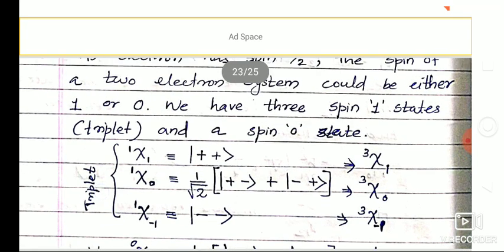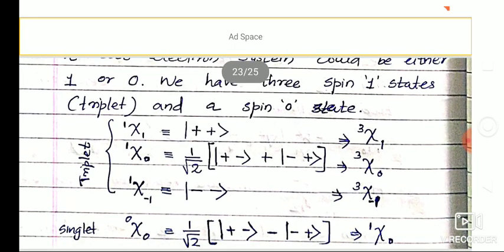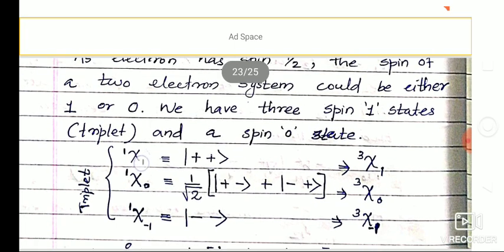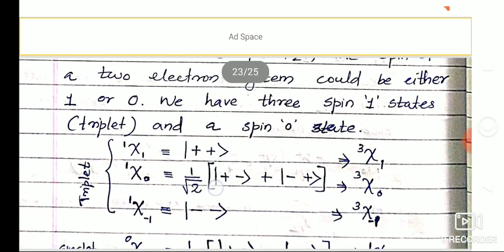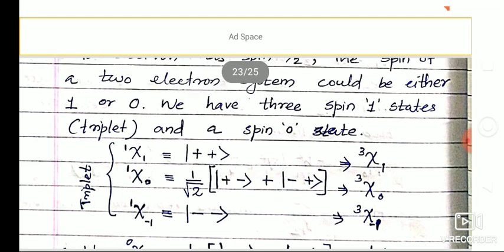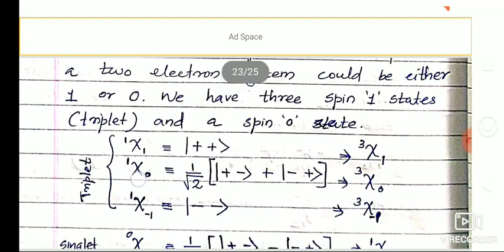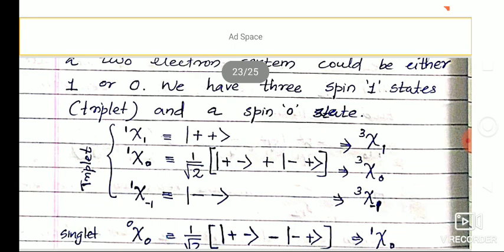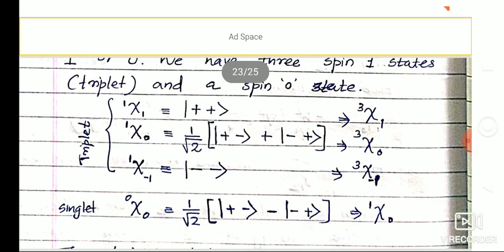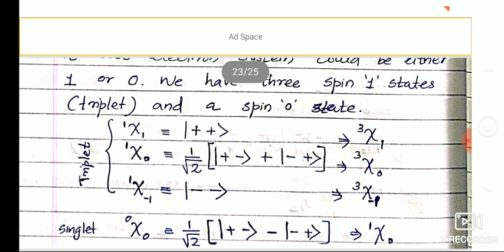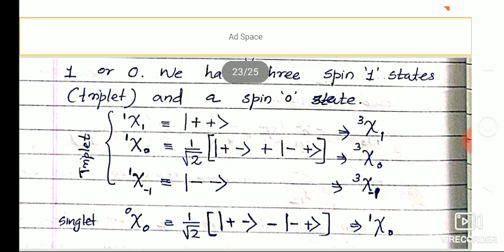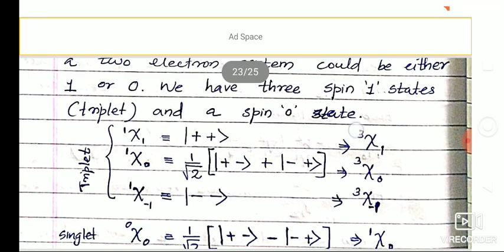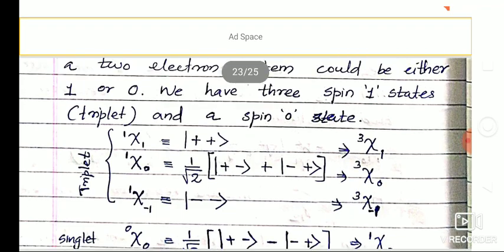We have the triplet states represented by ket plus plus, for which s value is 1 and m value is 1. Then 1 by root 2 into (plus minus plus minus plus) for s value 1, m value 0, and for s equal to 1, m equal to minus 1, we have ket minus minus, right? So, these are the triplet states. We prefer to denote them like this.